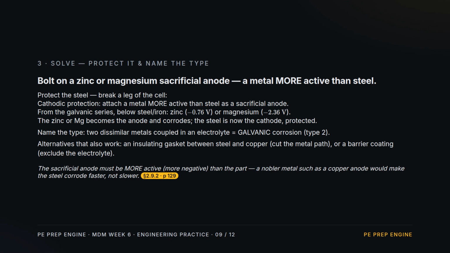Solve. Part 2. Protect it and name the type. The couple itself is galvanic corrosion, type 2, 2 dissimilar metals in an electrolyte. To protect the steel, use cathodic protection. Attach a metal more active than steel as a sacrificial anode. The galvanic series points to zinc or magnesium. That anode corrodes, and the steel becomes the protected cathode. It has to be more active than the part. Bolt on a nobler metal, and you would only speed the steel's corrosion. An insulating gasket or a barrier coating would also break the cell.